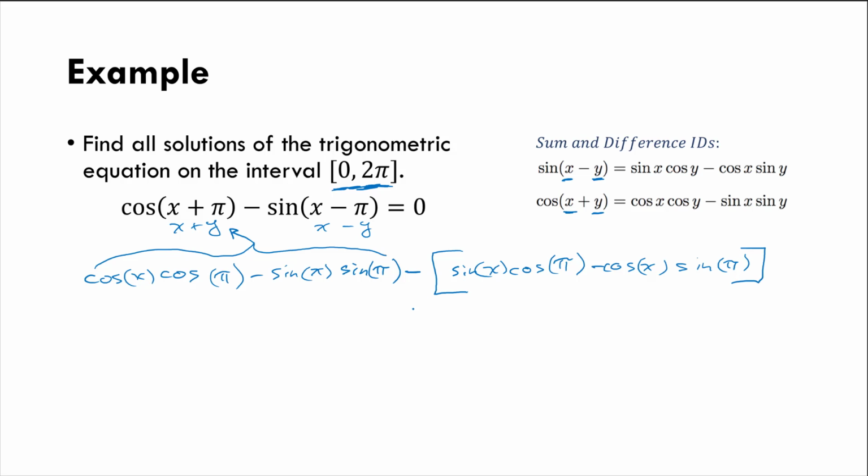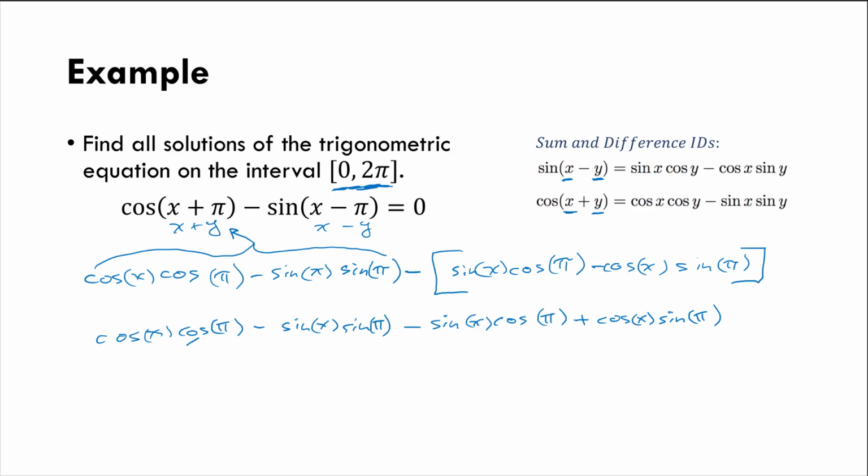Now if I go through and I distribute my negative sign, that gives me negative sine x cosine pi plus cosine x sine of pi, okay? And then everything I have down here stays the same. Okay, so now we can just go through and simplify all this, okay?